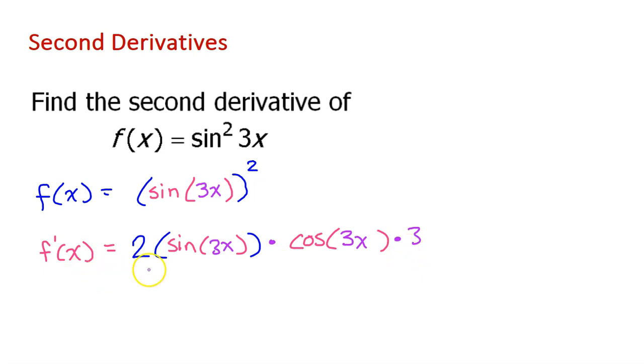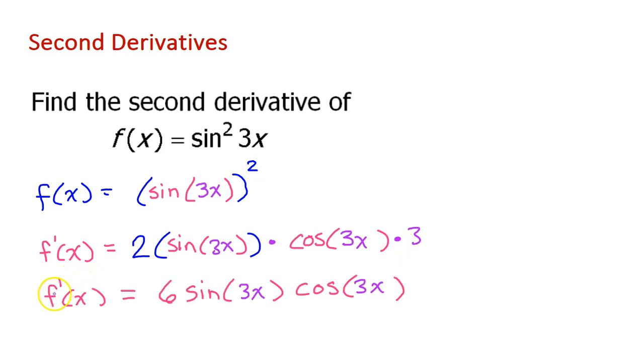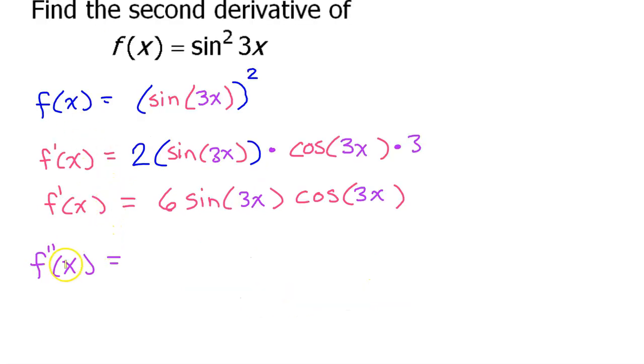We need to take the derivative again to make the second derivative, but I think I will clean this up a tiny bit by multiplying the 2 and the 3. So the first derivative is 6 times the sine of 3x times the cosine of 3x. The second derivative is written as f double prime. To find it, we take the derivative of f prime.